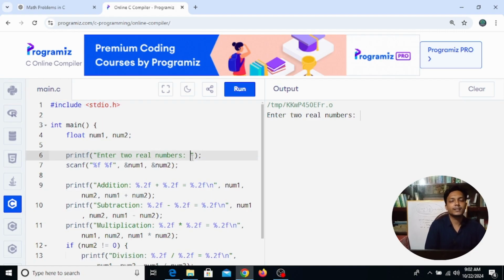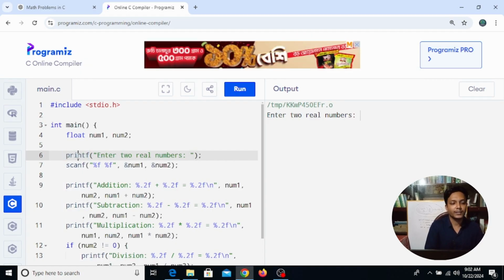Okay, so something is written in this header file, and when you call the printf function, then this header file comes into the picture, right? So this header file helps us to print this line. Okay, then this scanf is for taking input from the user. When you run this, you see, enter two real numbers, then we will put two real numbers.